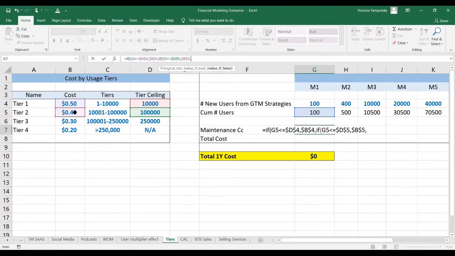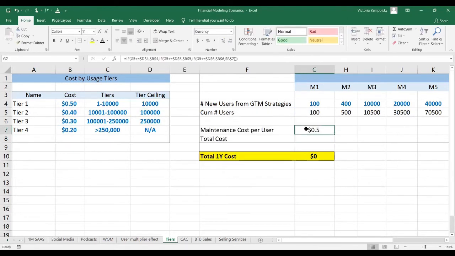Okay, else if the cumulative number of users is less or equal than the third tier bound, then we take the cost for tier three. Okay, and if nothing works, right, then we're in tier four and we're going to take that cost. Okay, and so obviously if you have more tiers, you just write more nested if statements. And if you have less tiers, you write less.